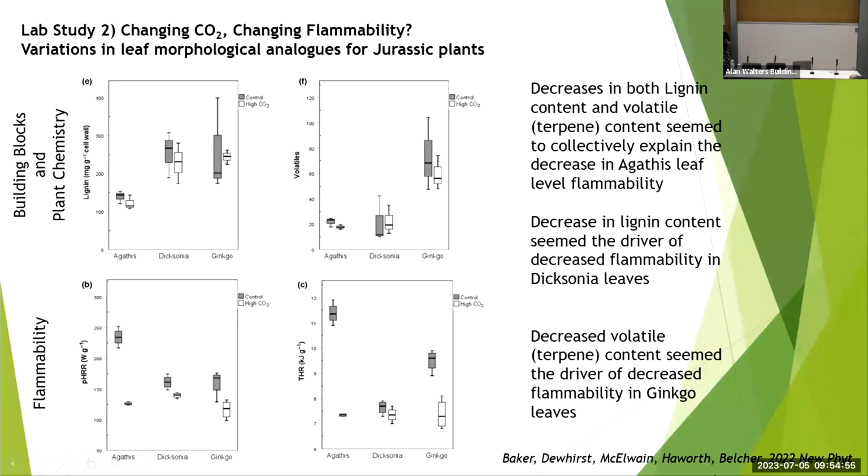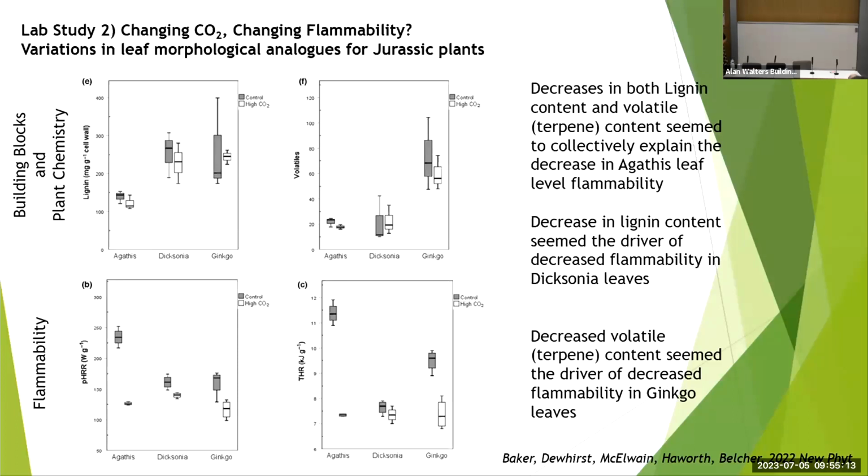So again, ginkgo, then we've got a tree fern, Zixonia antarctica, and Agathis australis, which is kind of a morphological equivalent of broadleaf conifers, or much more abundant and diverse in the geological past.